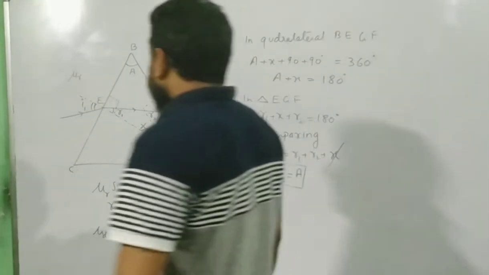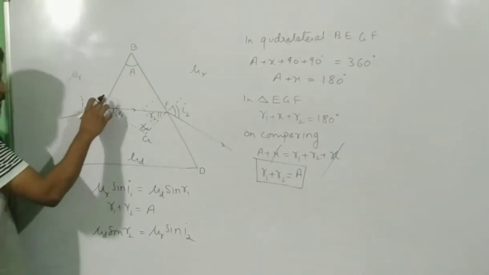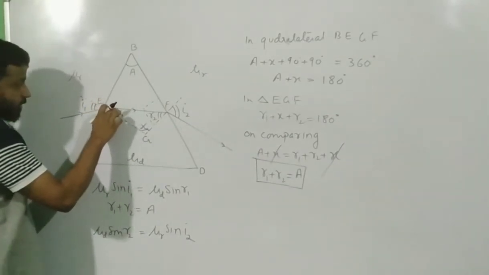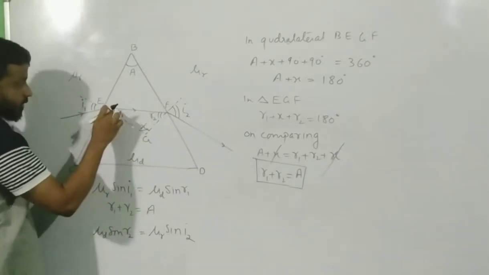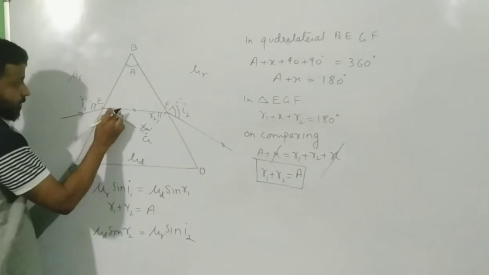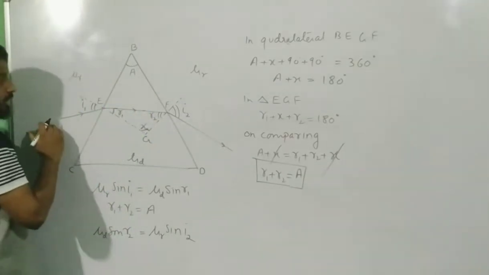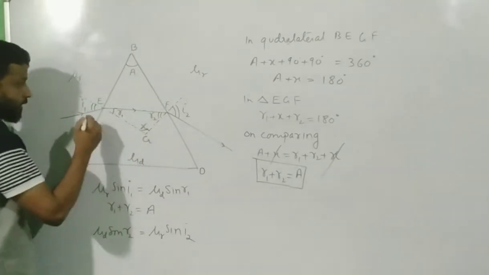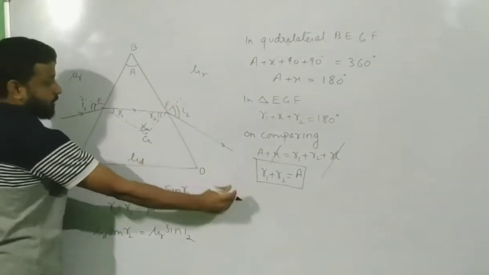In order to find the angle of deviation, let us first try to understand what deviation is. So this was the ray and it was traveling along this line, but because of two refractions it bends.